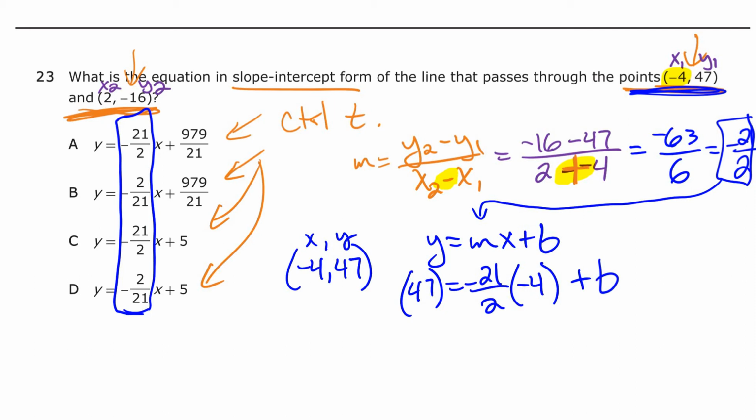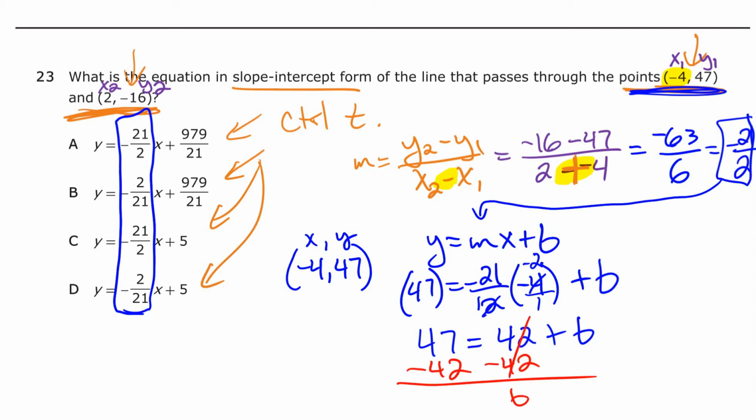We are going to multiply negative 21 times 4. I noticed, though, that this is like a fraction over 1. We can reduce, and that would be a negative 2, so it would be multiplying negative 21 times negative 2, so that's 47 equals 42 plus b. Minus 42, minus 42. B is equal to 5. So now we have our formula. We know the slope. Y is equal to negative 21 over 2 x plus b. And in this case, the b is 5.